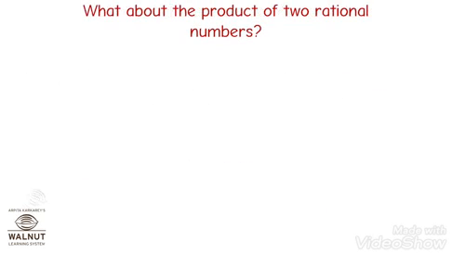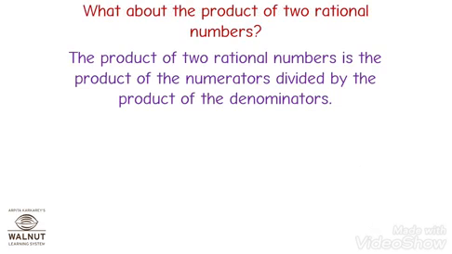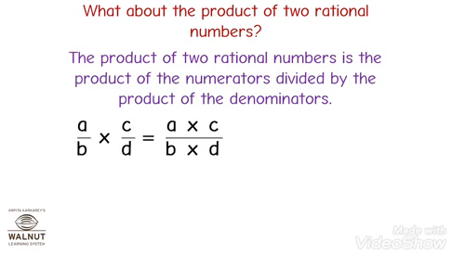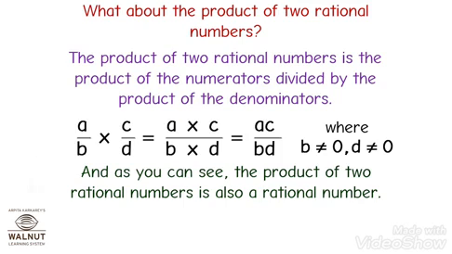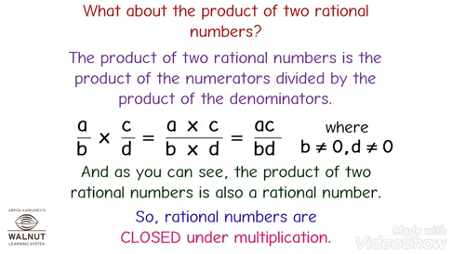What about the product of two rational numbers? The product of two rational numbers is the product of the numerators divided by the product of the denominators. A upon B multiplied by C upon D is equal to A multiplied by C upon B multiplied by D, which is equal to AC upon BD, where B is not equal to 0 and D is not equal to 0. As you can see, the product of two rational numbers is also a rational number. So, rational numbers are closed under multiplication.